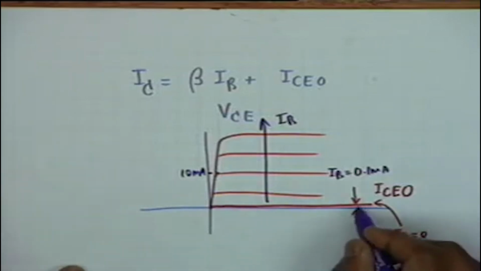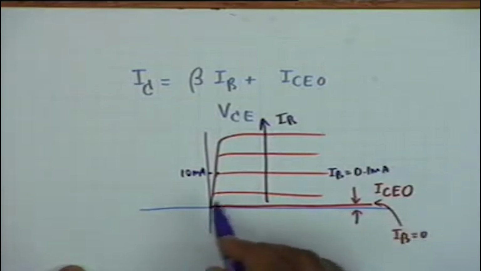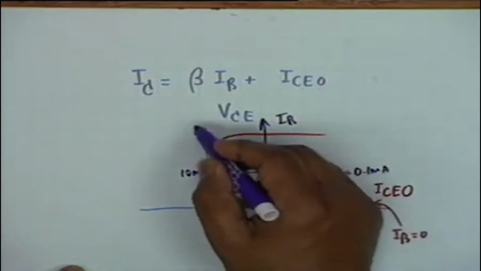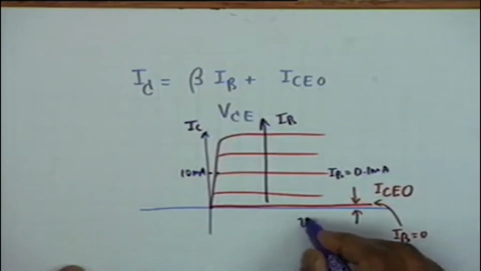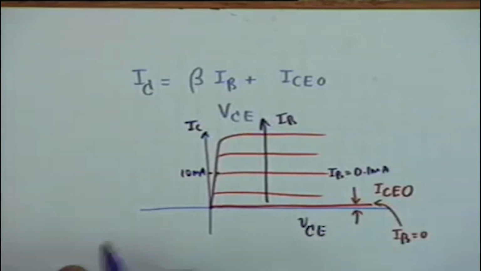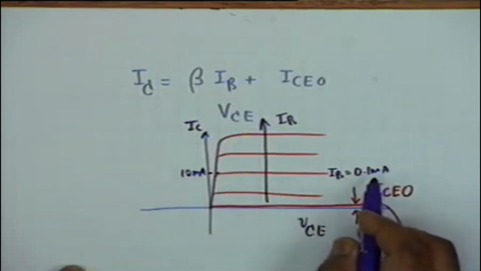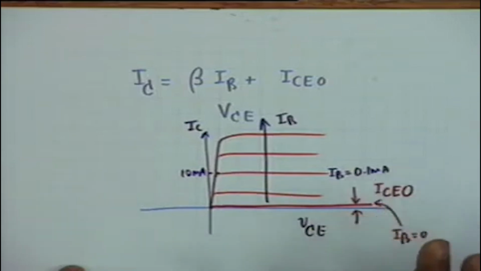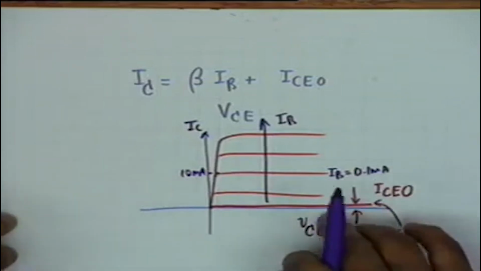Approximately, if you ignore ICEO, then obviously the collector current, this is I sub C and this is V sub CE, it would be 10 milliampere divided by 0.1 milliampere, so it would be approximately 100. Now let's see some actual characteristics.